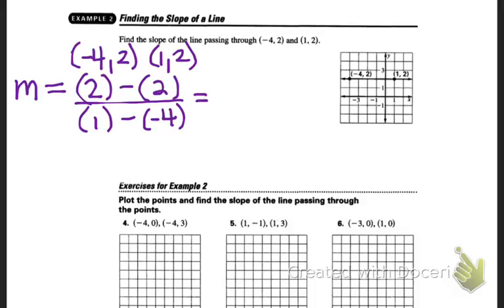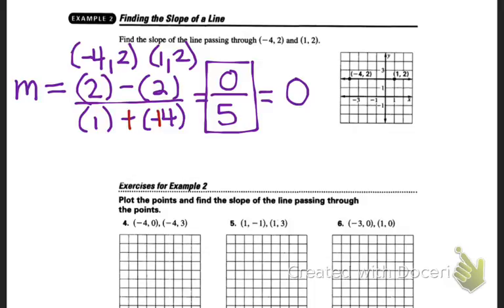All right, what's 2 minus 2? What is it? 0. Good. What's negative 1 minus negative 4? You can add the opposite to help. Should just be 5. You add the opposite. All right, so 0 over 5. So if we have 0 over 5, we've got to think about what this means. Well, what is 0 divided by 5? Just 0. So we have a 0 slope.